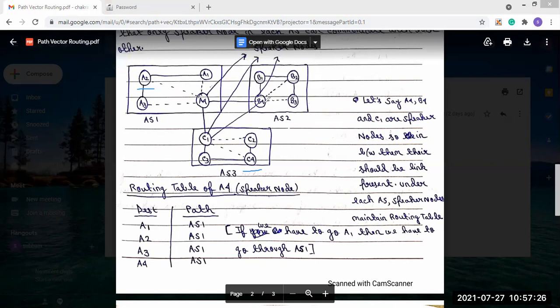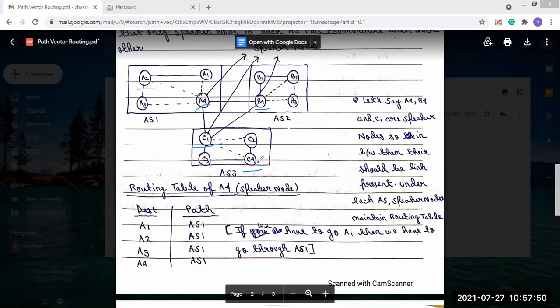each other. So that's why, in the example I have taken, we are assuming that C1 has the information of this speaker node A4, and C1 has the information of this speaker node B4 also, that are present in autonomous system 1 and autonomous system 2.